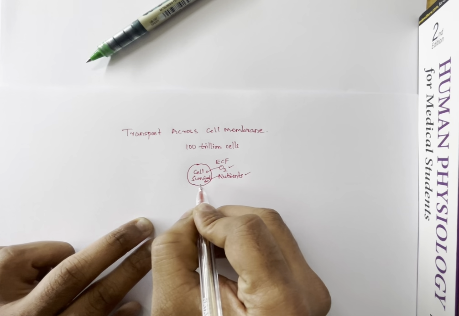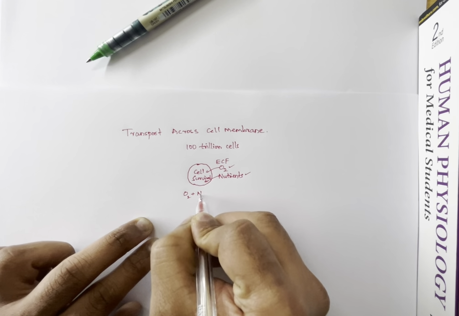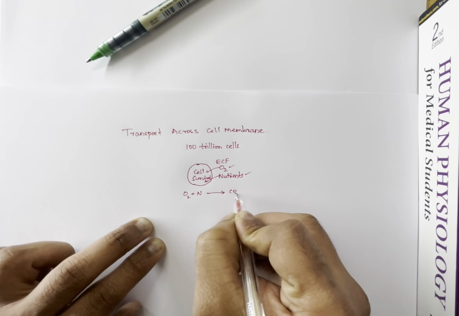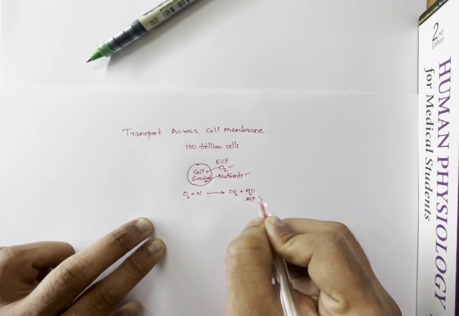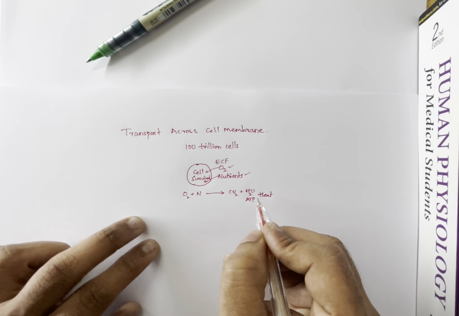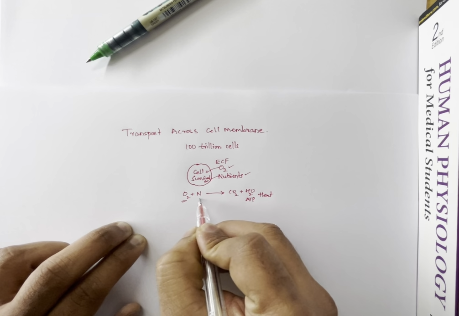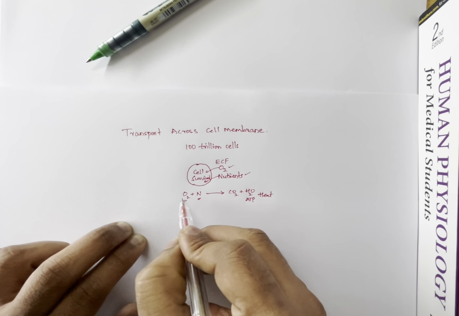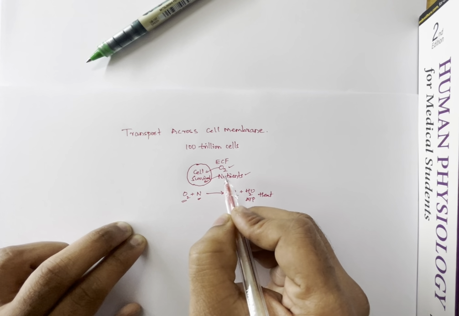Within the cell, the metabolic activities happen where oxygen binds with the nutrients to form carbon dioxide and water, with the production of ATP and heat generation. So this is the metabolic activity that is happening within the cell, and the cell for its survival needs oxygen and nutrients. These are more in the extracellular fluid, and their levels within the extracellular fluid have to be maintained, that is homeostasis.